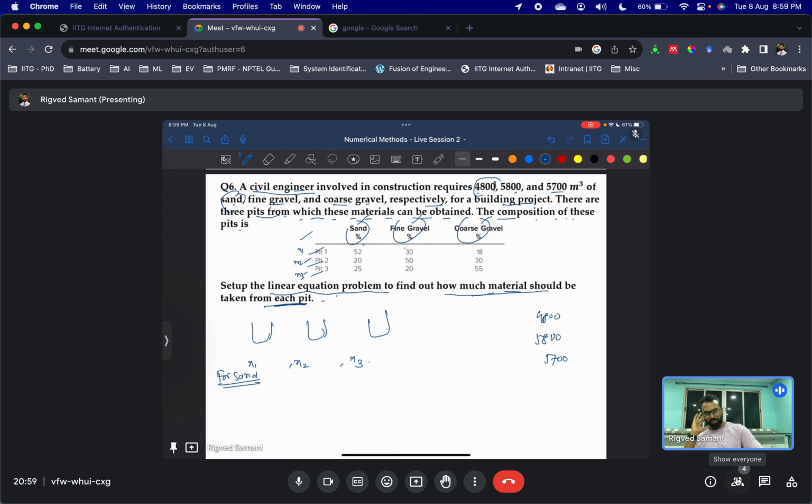Now the percentage of sand in the first material is this. Percentage of sand in the second material is this. Percentage of sand in the third material is this. Total you have these 3, and in total you will have to get 4,800. So how much will you take from pit 1, pit 2? Right, sir, because the summation row wise is 100: 52, 30, 18. Again for the second row 20, 50, 30. Again the third row 25, 20, 55. The summation should be 100.